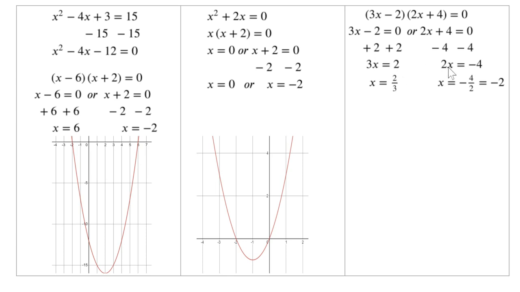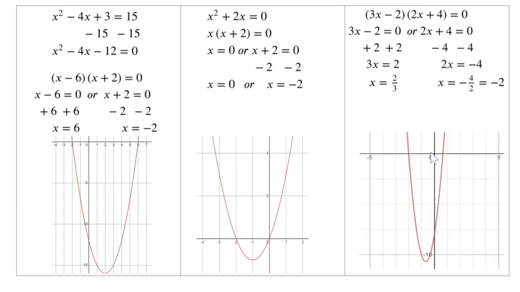Over here, we have 2x equals -4. The inverse operation of multiplication is division. I divide both sides by 2, and I get x equals -2. When we graph it, we can see that we have an intercept at roughly 2/3 and also -2. I hope this video helps you understand how you can solve quadratic equations using the factoring method.